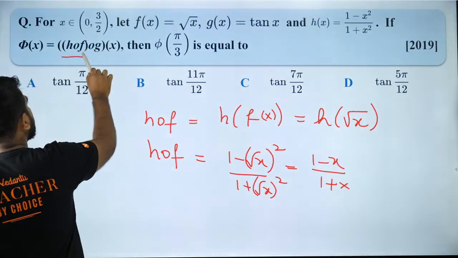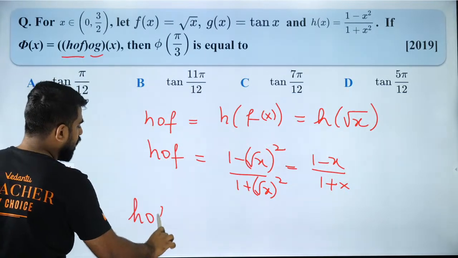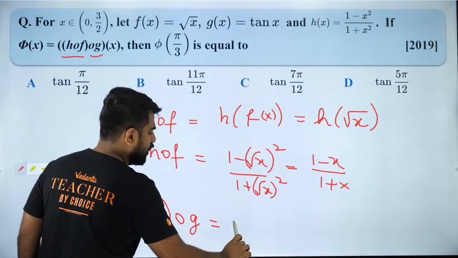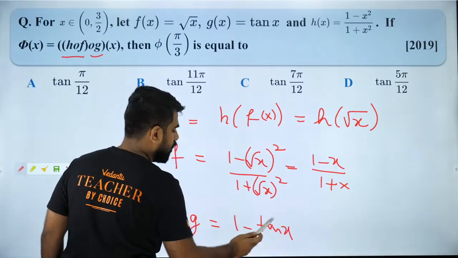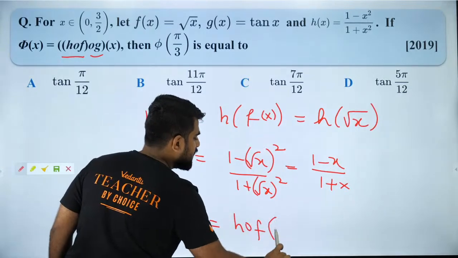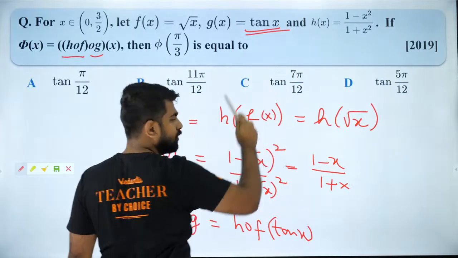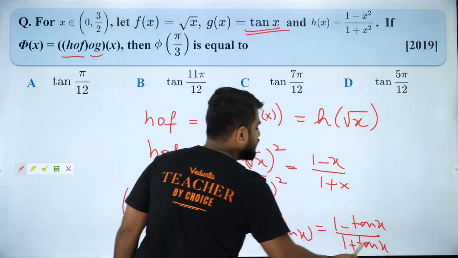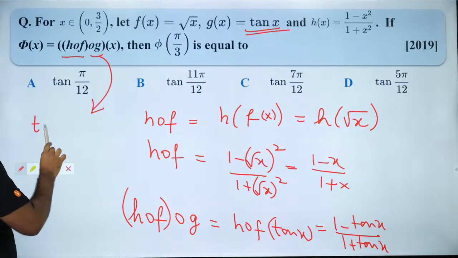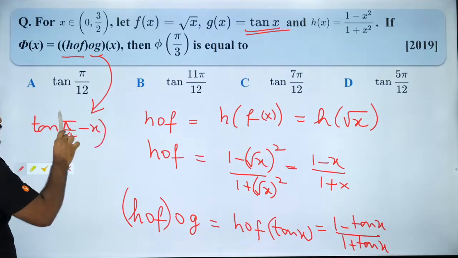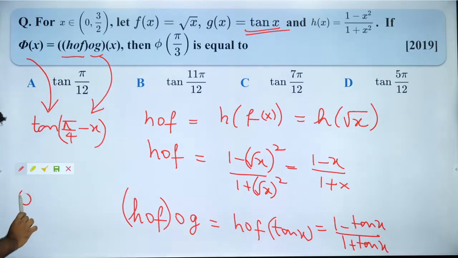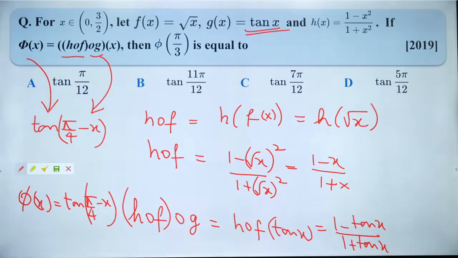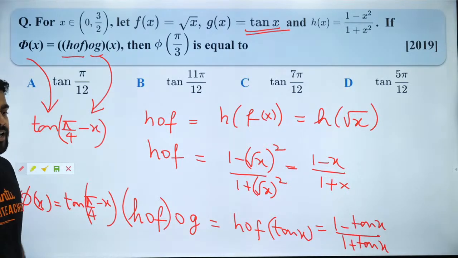Now we want to find h of f of g. So h of f of g is going to be what? It is h of f of tan of x, because g is tan of x, right? So that will be 1 minus tan x by 1 plus tan x. What is 1 minus tan x by 1 plus tan x? Can I say it is nothing but tan of pi by 4 minus x? So that is your phi of x. So your phi of x is a very simple tan of pi by 4 minus x. Can you see how laddu the question became? Are you all clear with this?